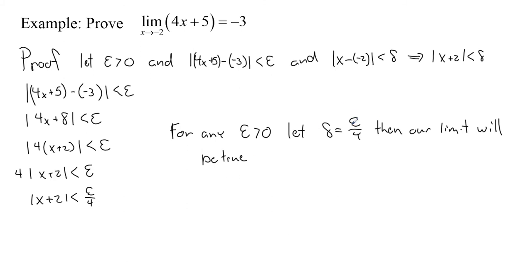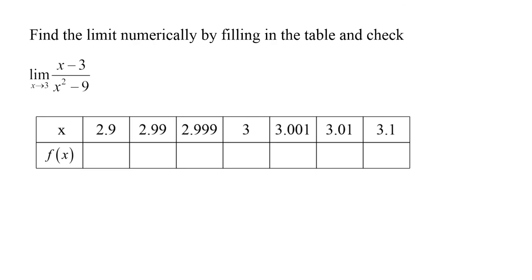So the relationship, delta will be one fourth whatever epsilon is. And then we can guarantee that regardless of how close we get to this limit, this negative 3, we can create a delta that's also that close. That's how we're doing it. All right. I'm sure you have questions. We'll move on. So finding the limit numerically by filling in a table and checking.